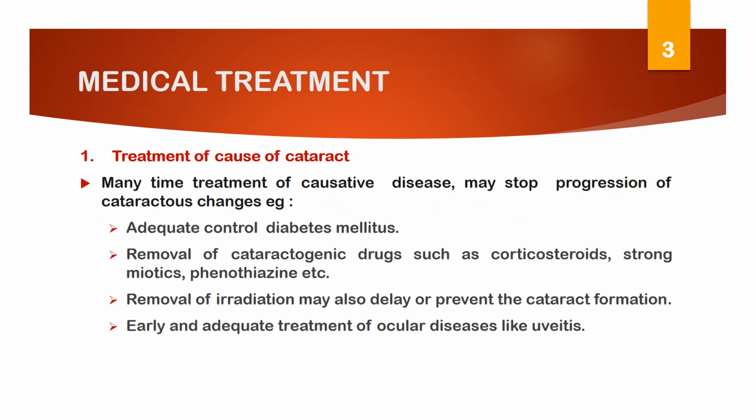Medical treatment. Treatment of the cause of the cataract. Many times the treatment of the causative disease may stop the progression of the cataractous changes. Example, adequate control of diabetes mellitus, removal of cataractogenic drugs such as corticosteroids, strong miotics, phenothiazine group, etc. Removal of irradiation may also delay or prevent cataract formation. Early and adequate treatment of ocular disease like uveitis.